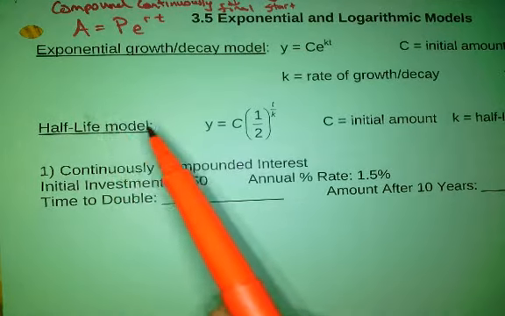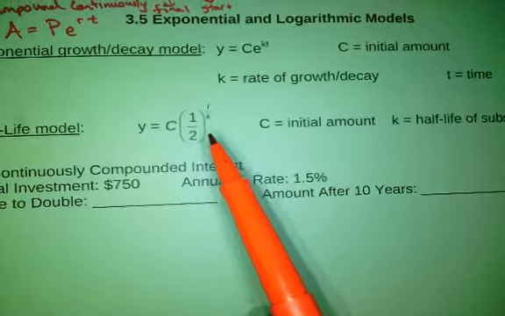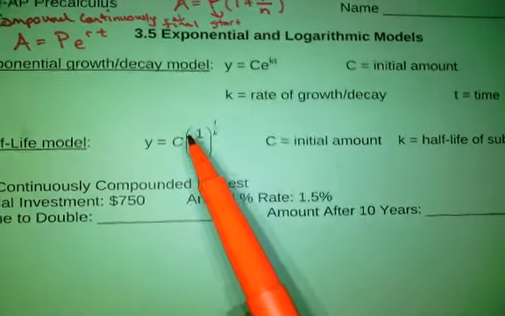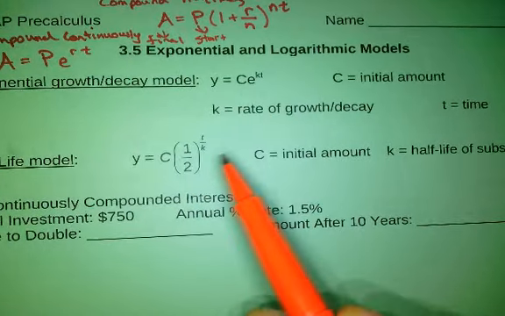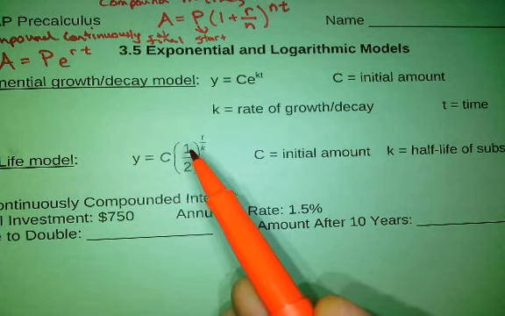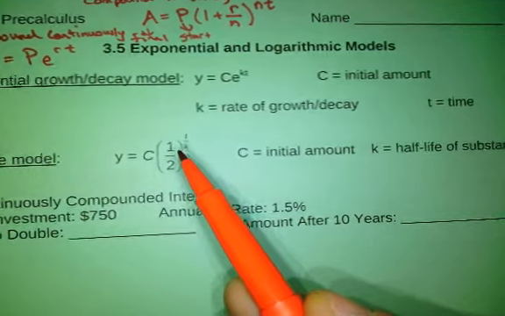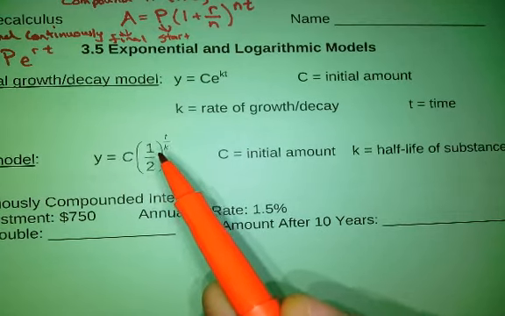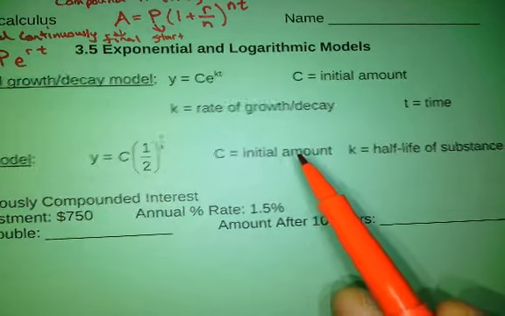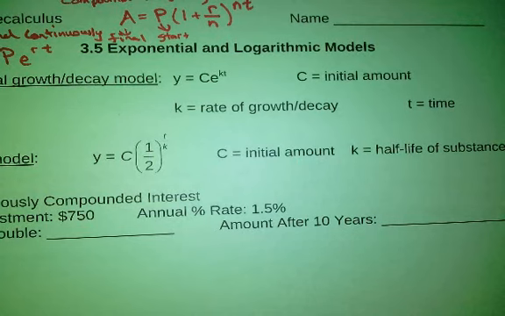Also, you have the half-life model, okay, which is written as this. Almost the same thing as some of the stuff you see up here. Pretty close to it. Difference is, instead of an E, it's a 1/2, and then it's T divided by K. K is the half-life amount. C is the initial amount. T is always time. And K is the rates.